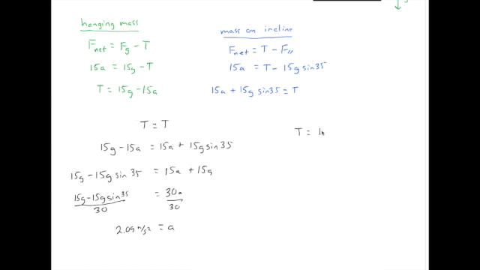And so my tension is going to be 15g minus 15 times that acceleration. And so I have 15 times the 9.81 minus 15 times the 2.09. And so then I get an overall tension, and again it will be the same on both sides, of 116 newtons.